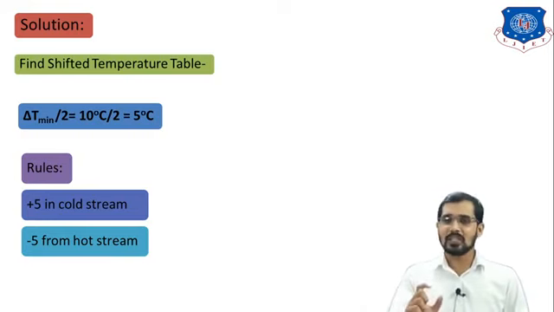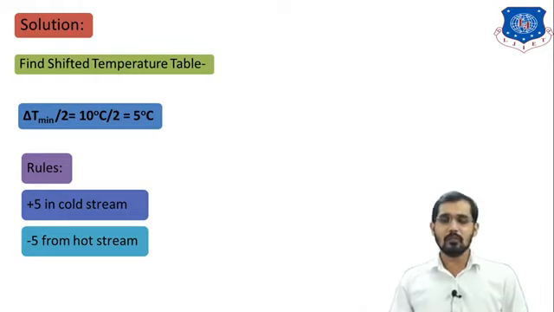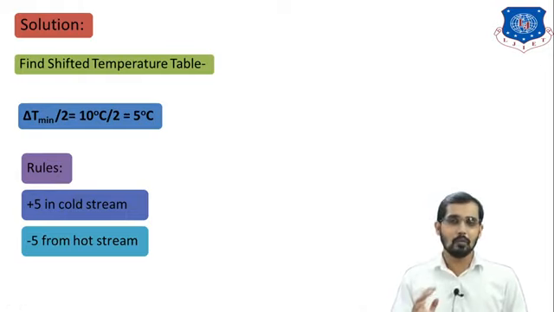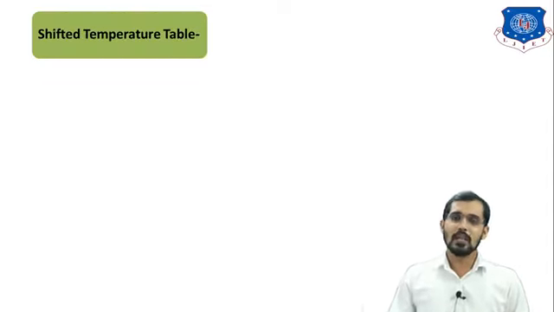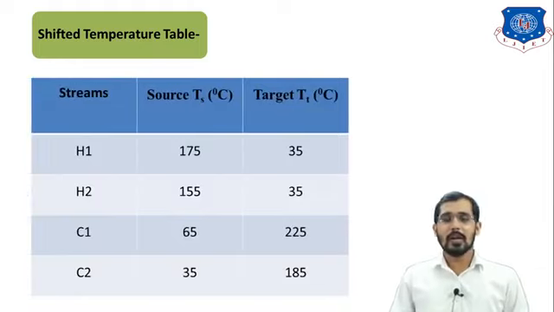Now this 5 degrees Celsius is the adjusted temperature. We are going to add and remove this temperature from the hot stream and cold stream. You can see the rules on the screen. First one is +5 in the cold stream and -5 in the hot stream. I already told you why we remove 5 and why we add 5 in the hot stream and cold stream.